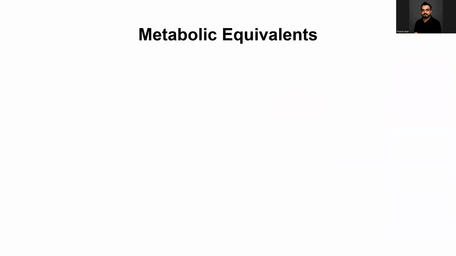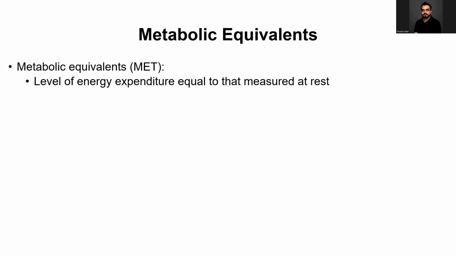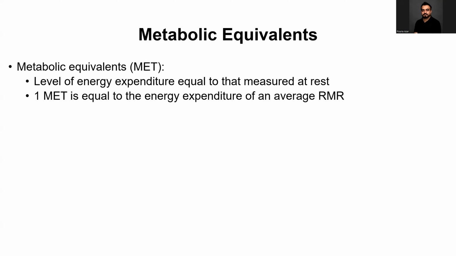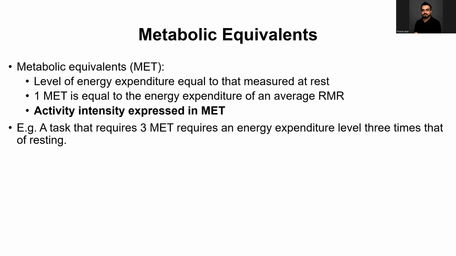For the physical activity component, we have a term called metabolic equivalent, or MET. It is the level of energy expenditure equal to that measured at rest. One MET is equal to the energy expenditure of an average resting metabolic rate. And the physical activity intensity or exercise intensity is expressed in MET. So we have an example here. A task that requires 3 MET requires an energy expenditure level three times that of resting.